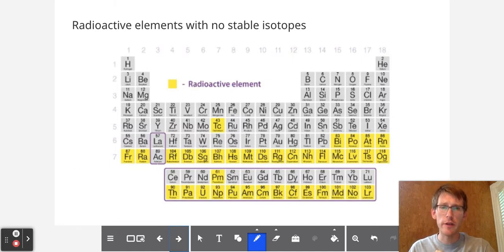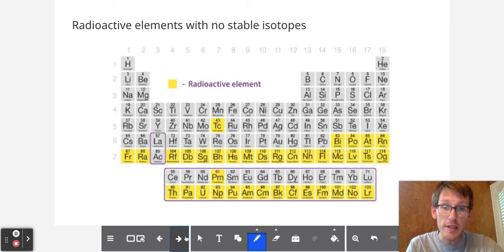Next, I want to go into the radioactive elements, the elements that exist with no stable isotopes. They are technetium, number 43, promethium, number 61, and then anything bigger than lead. So 83, bismuth, and up from there, they're all going to be radioactive. Actinium should actually be shaded as yellow. So that's a fairly easy thing to remember, just 43, 61, and then anything bigger than lead is going to be radioactive with no stable isotopes.